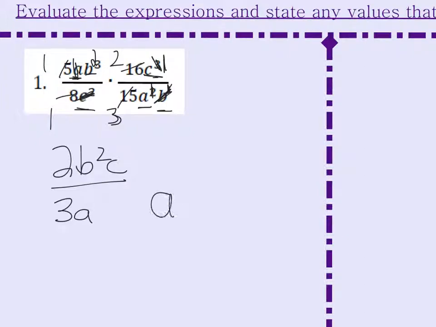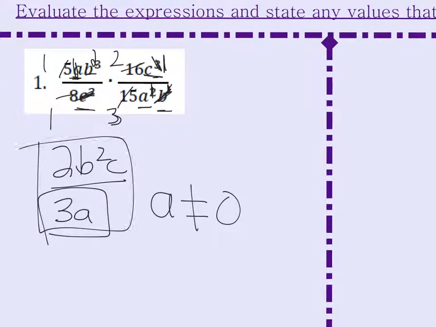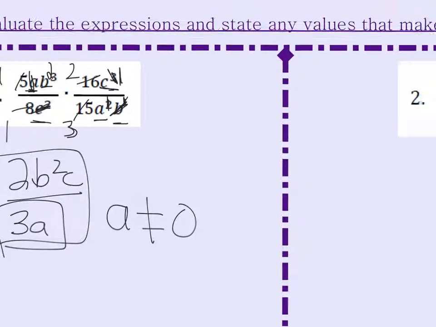And then all I have to do after that is say, you know what, a cannot equal 0. Because if a equals 0, then that whole thing is 0, being divided by 0, and I can't do that.